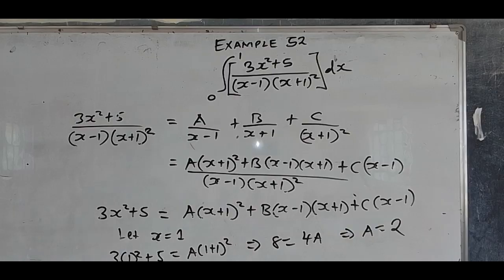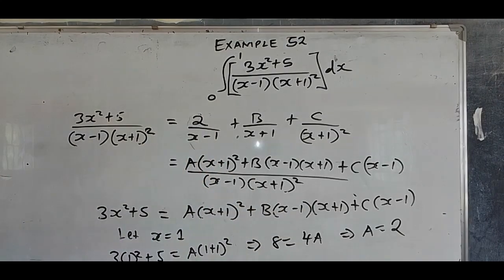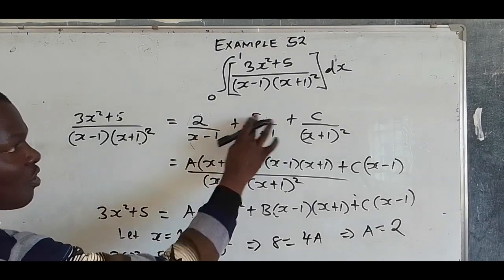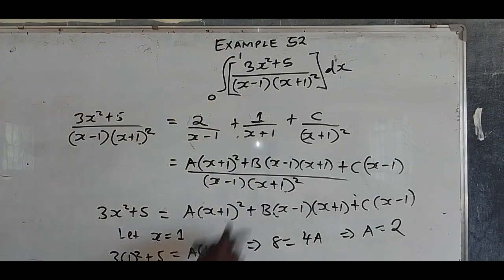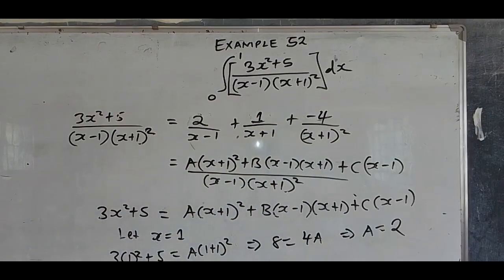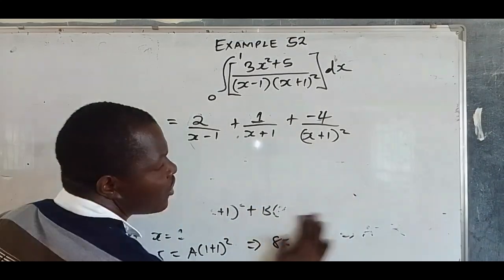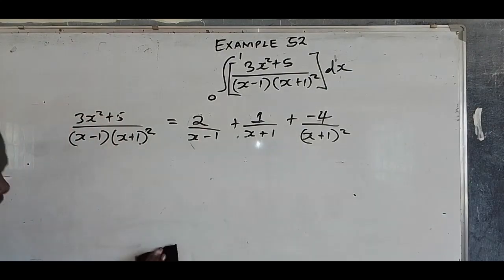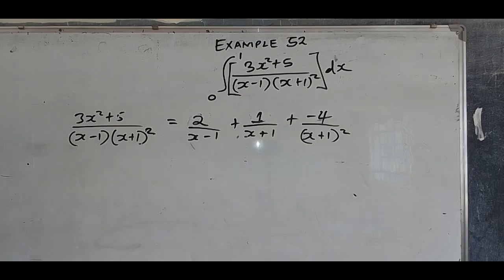Let us go back. This value of a, we found it to be 2, isn't it? This value of b, we found it to be 1. This value of c, we found it to be negative 4. Are we together there? So after that, we now want to start the integration process. Remember, you first of all start by doing it as indefinite integral, isn't it? Indefinite.